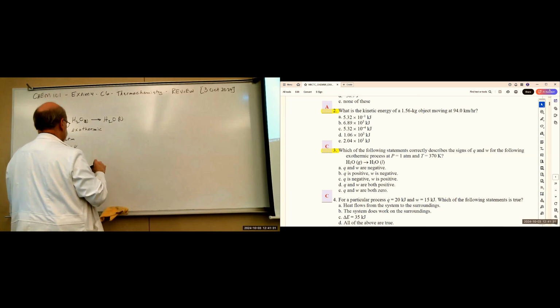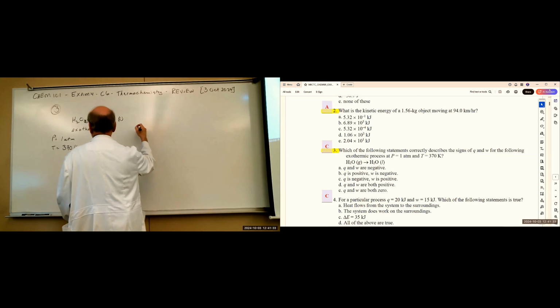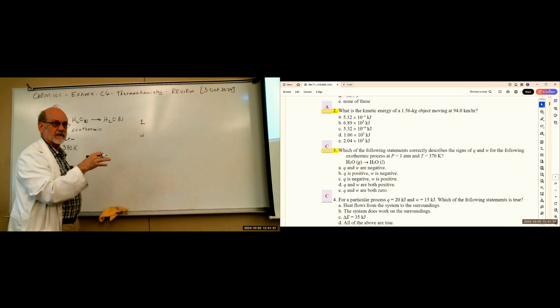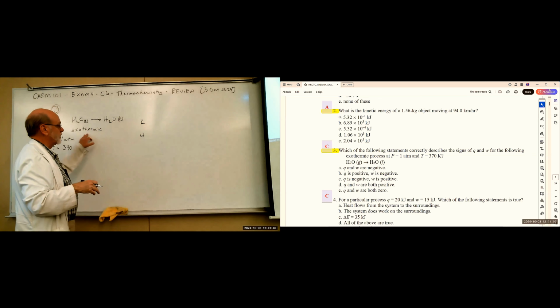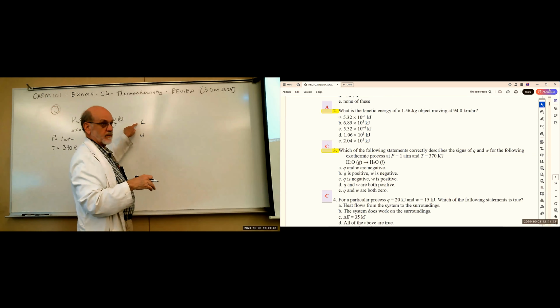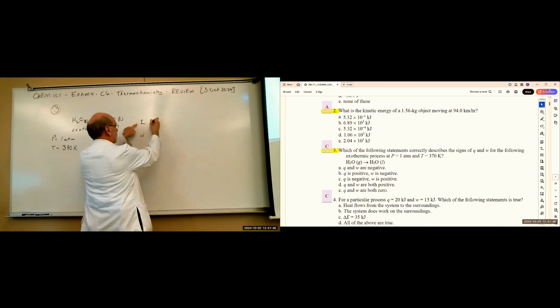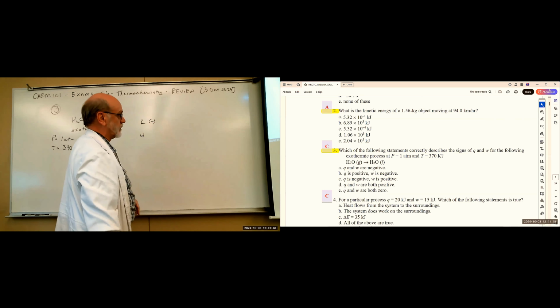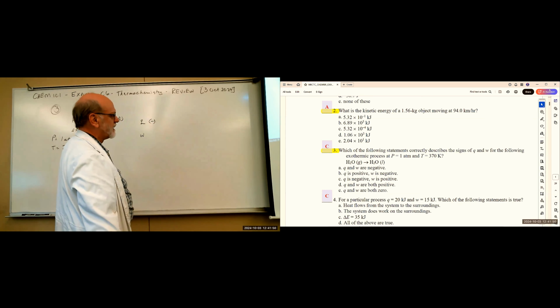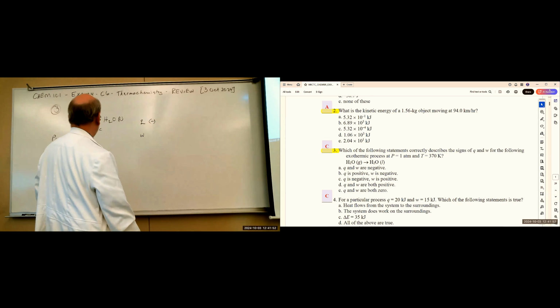All right. So if we're looking at Q versus W, and we only care about the sign. If it's exothermic, we know that Q is going to be negative. That's an easy one. How about W?